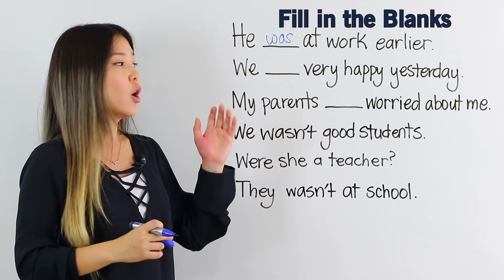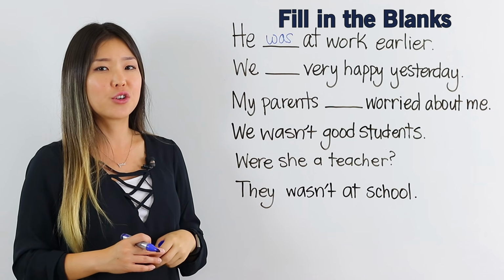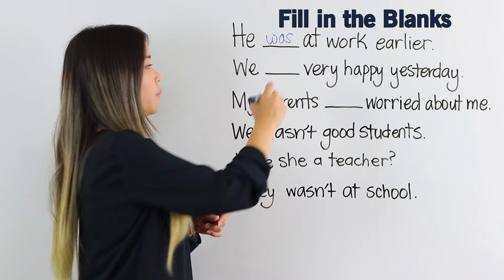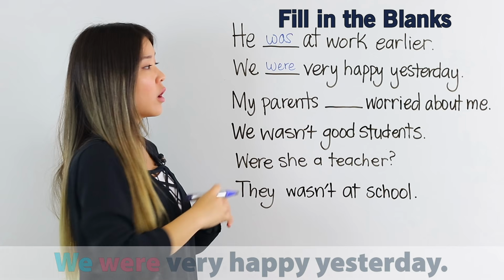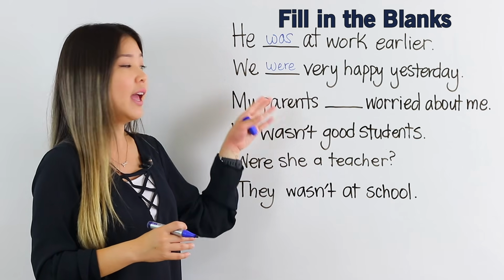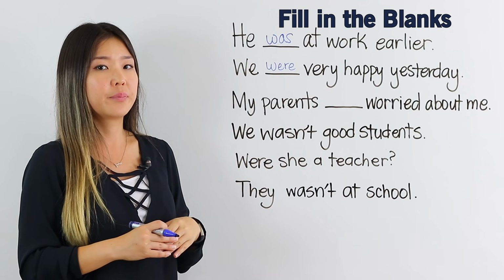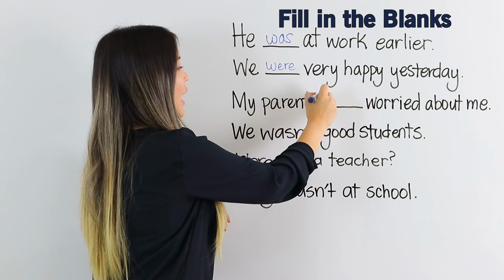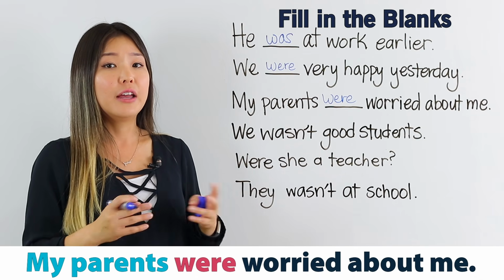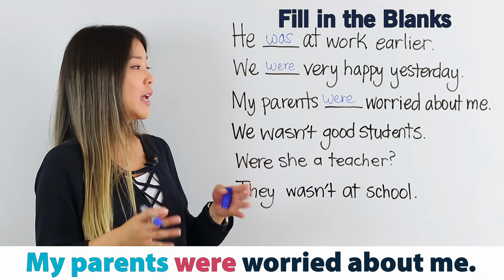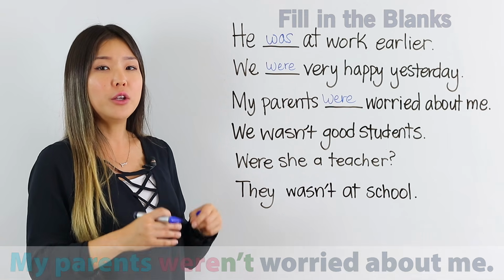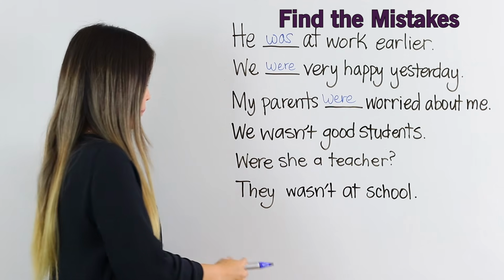The next sentence says, we blank very happy yesterday. If the subject is we, remember the be verb is were. We were very happy yesterday. Next, my parents or they blank worried about me. If it's they, remember we have to say were. My parents were worried about me. If I want to use the negative, I can also say my parents weren't worried about me. And that's possible.